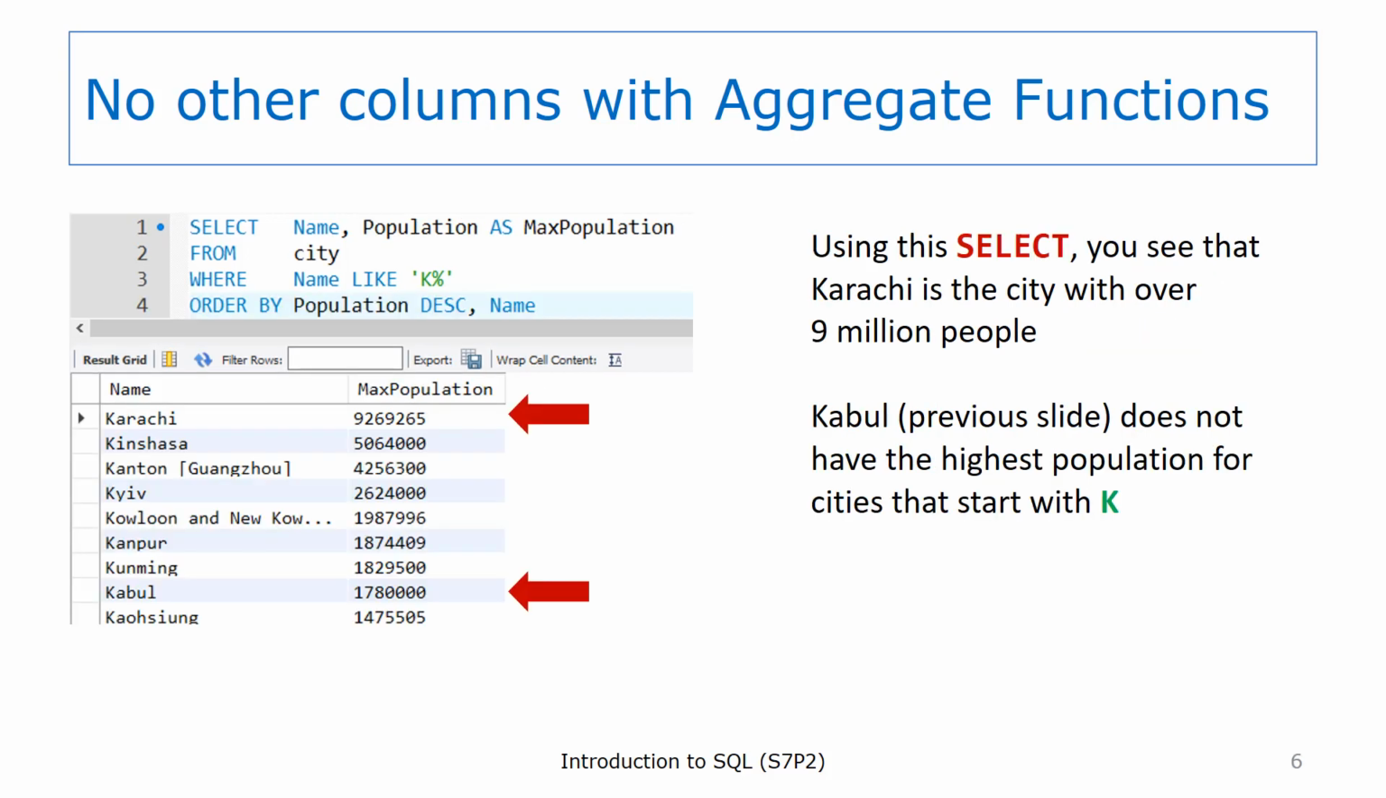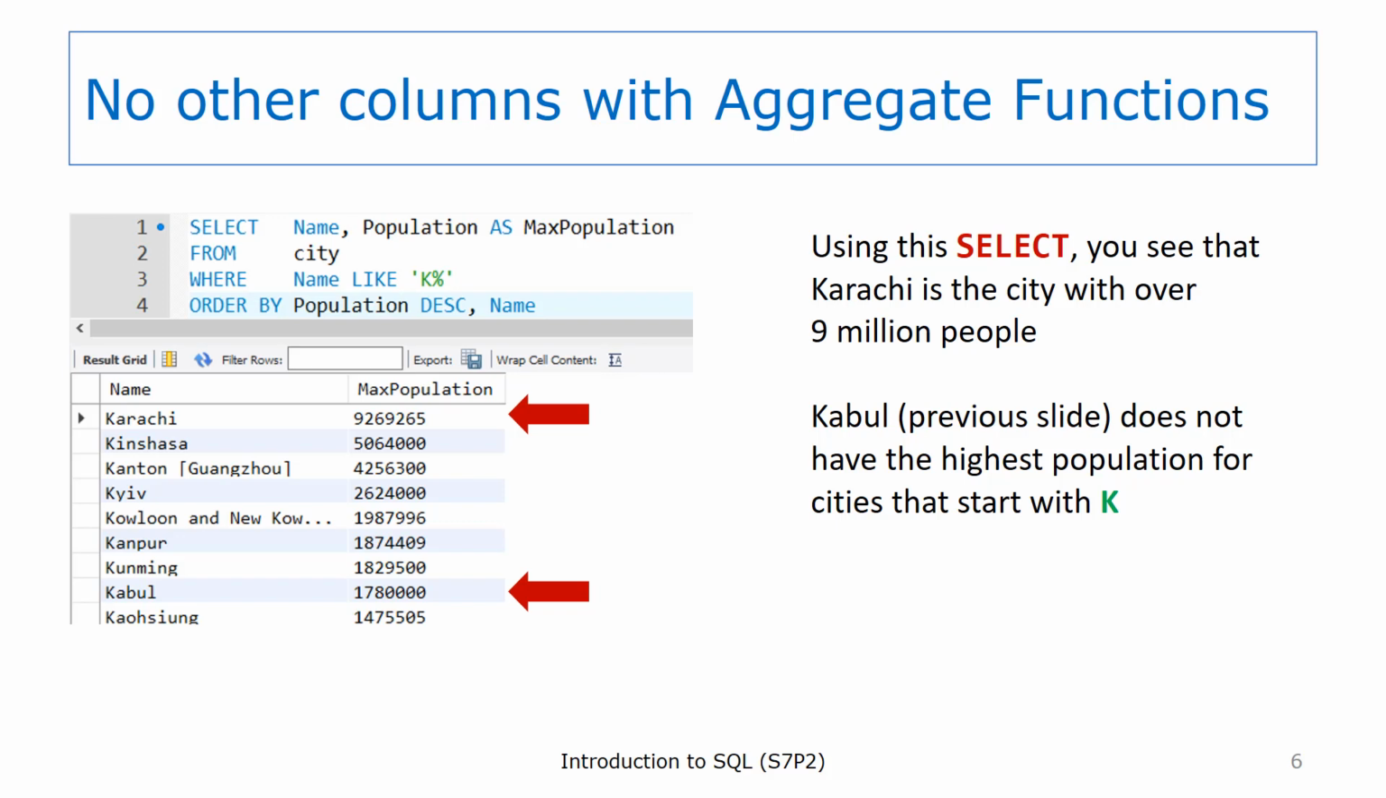So let's go back to a select that does not use the max function. Let's just take a look at the cities that begin with the letter K sorted in descending population order. You now see that Karachi in Pakistan is a city with a population over 9 million. Kabul is down in the list with a population of 1.78 million. So why did the previous slide show Kabul as the city with the largest population?